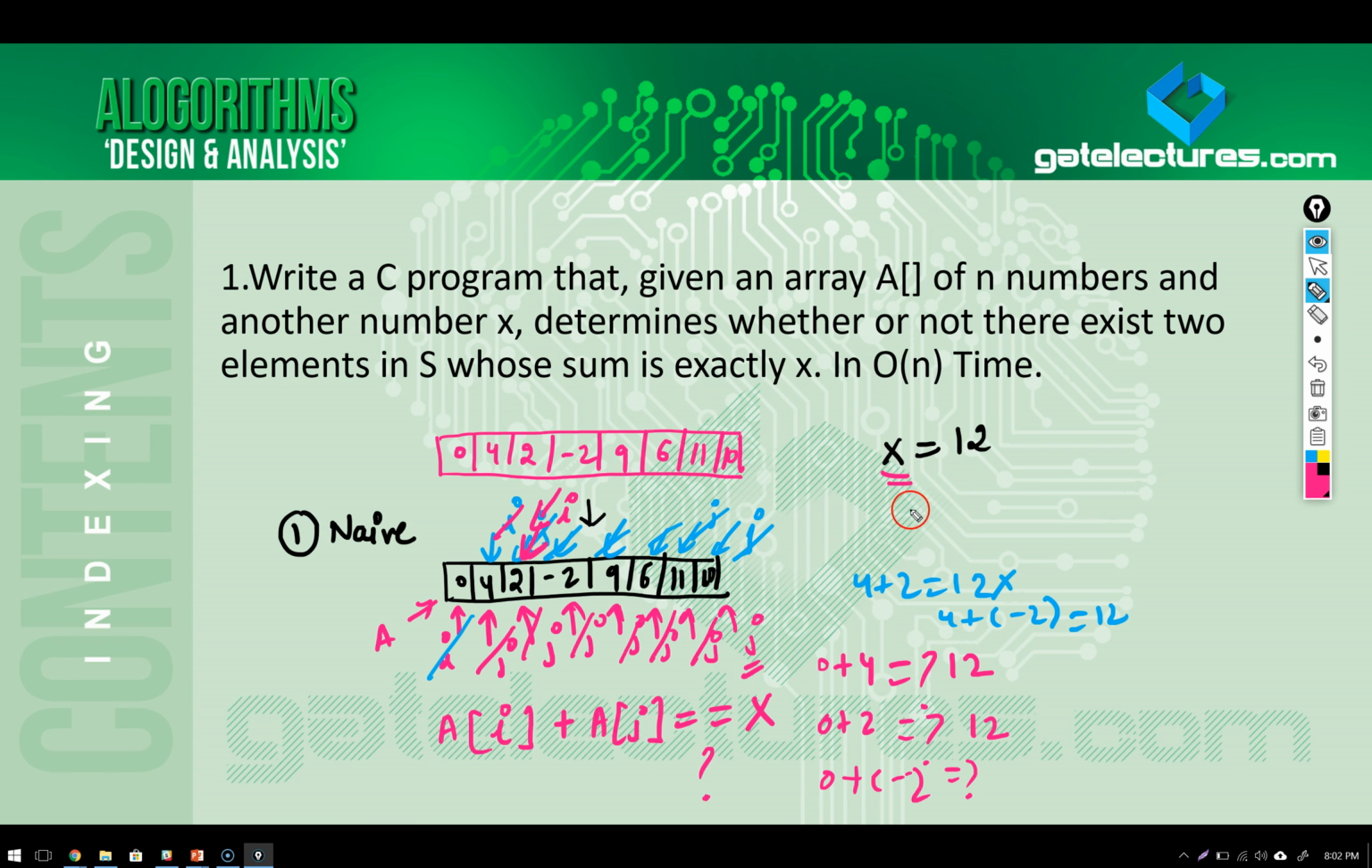Okay, again take j. Let me just rub it up for clarity purposes. Now again you can see our I is pointing to this location, so j will point to this location. Again compare the values. So you can see the sum is not equal. Then again add these two numbers, the sum is not equal, again add these two numbers, again the sum is not equal, and so on.